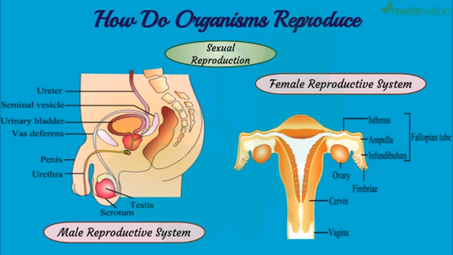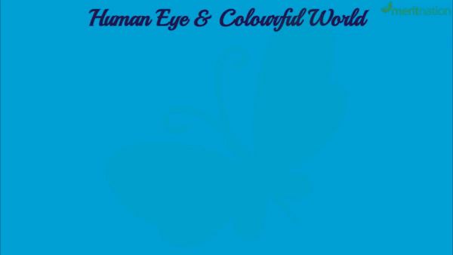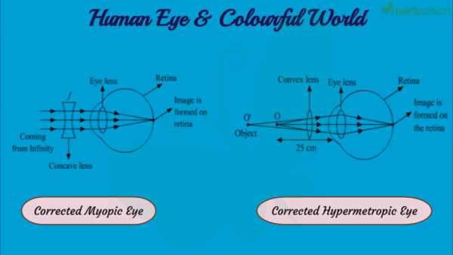In the chapter Human Eye and the Colorful World, you could be asked to explain using a ray diagram how a myopic or hypermetropic eye can be corrected using a lens. The important labels of both the corrected eyes are as shown.